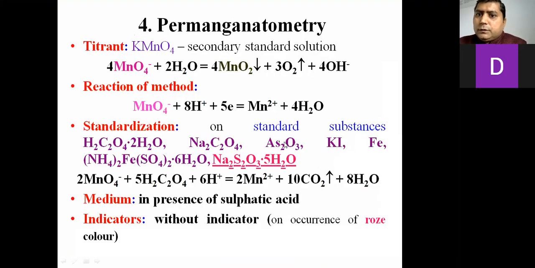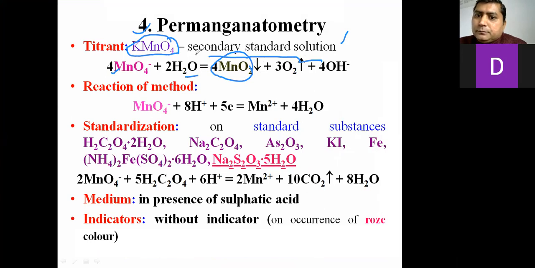Another important oxidation reduction titration is permanganometry. Permanganometry titration means we are using potassium permanganate, which is a secondary standard solution. MnO4 means potassium permanganate. When potassium permanganate reacts with water, it is converted into MnO2.